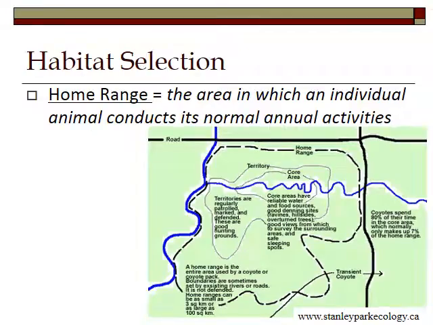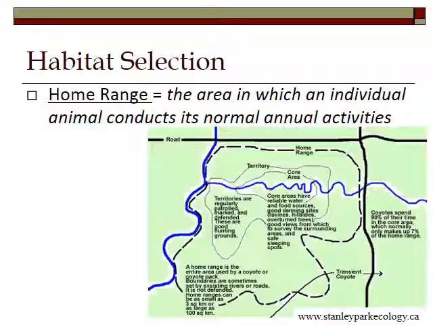Another important concept is home range. It's the area in which an animal conducts its normal, annual, or daily activity. So here's just a map of the home range of a coyote in this case. You might have a core area, and then this coyote has an area that it transits, and then finally you can describe a home range, which is the area that this animal spends the majority of its yearly activities in. Oh, sure, it goes out once in a while, but it will come in and out.